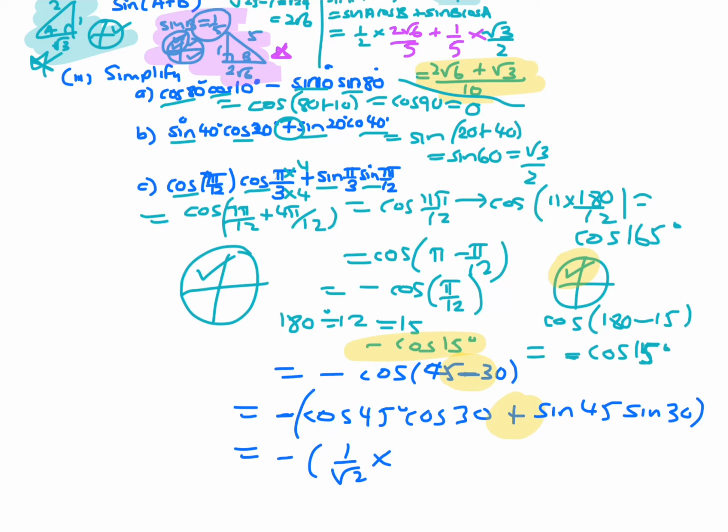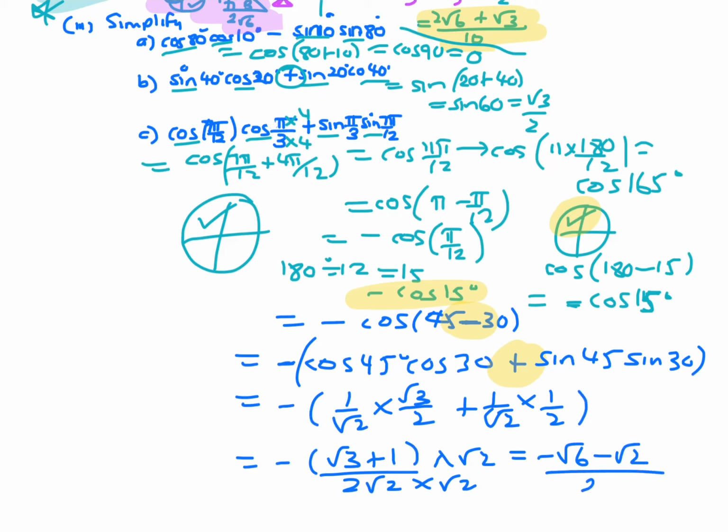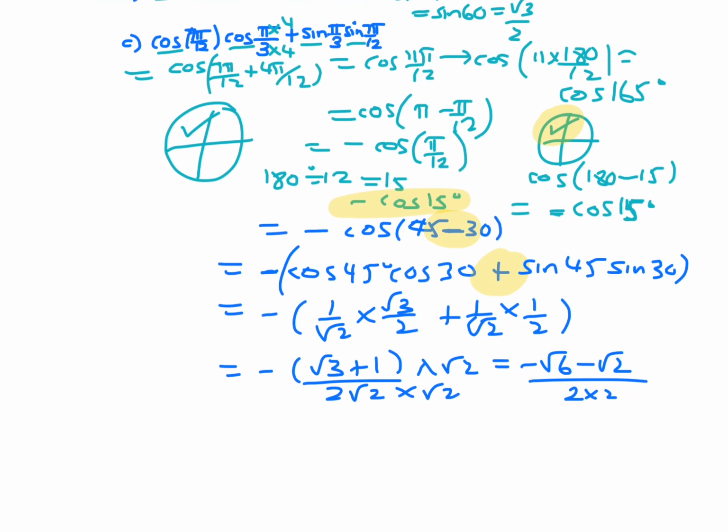So that's going to be minus. Cos 45 is 1 on root 2. Cos 30 is root 3 on 2. Plus sine 45 is 1 on root 2. And sine 30 is a half. So altogether then that is minus, it's root 3 plus 1 over 2 root 2. You could rationalise times root 2 times root 2. So it's minus root 6 minus root 2 over 2 times 2, which is 4.